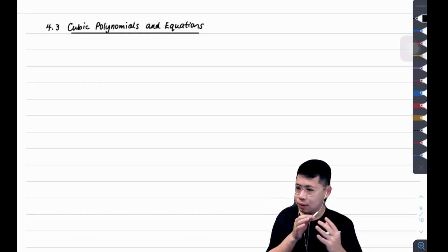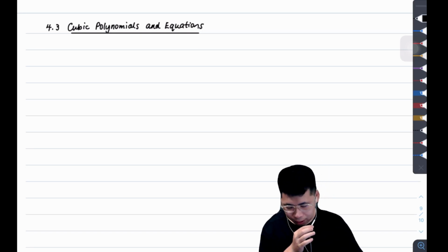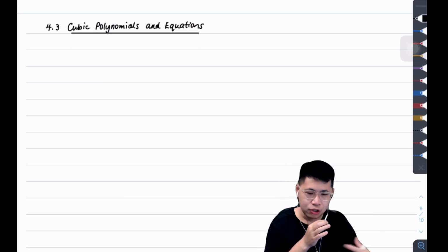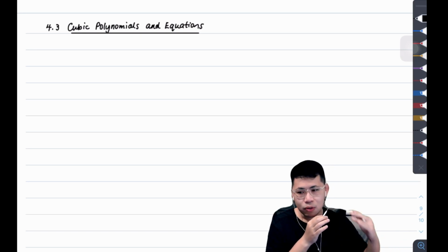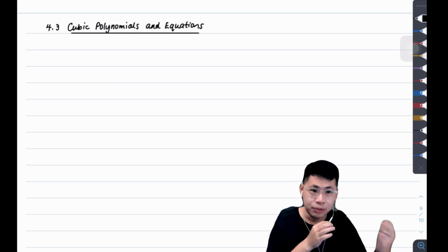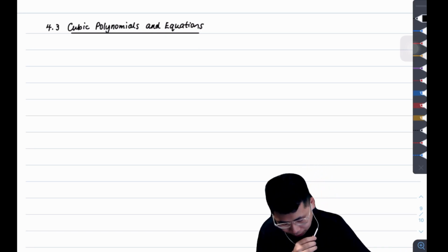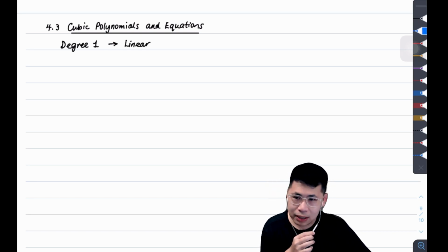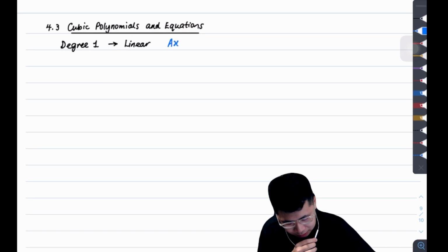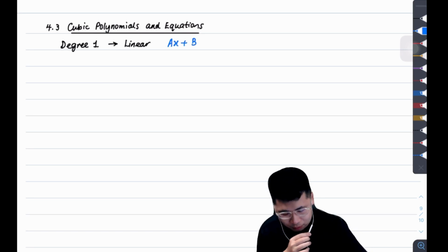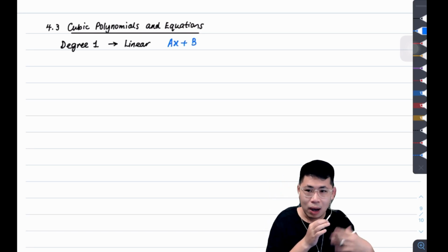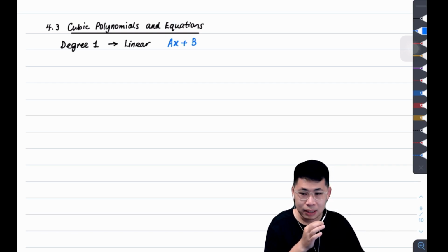Previously we have learned from our lower levels on expressions and equations, and we wanted to categorize them into different degrees, alright? So for example, expressions of degree 1, normally we call them linear, and they usually will be in the form of ax plus b. Why? Because the highest power of x would be 1.